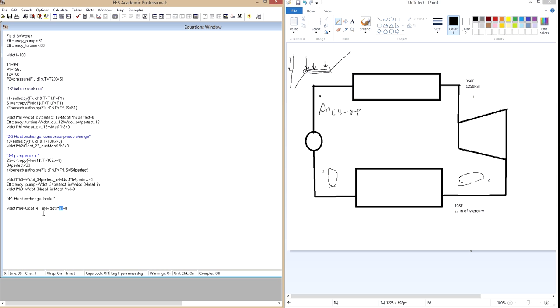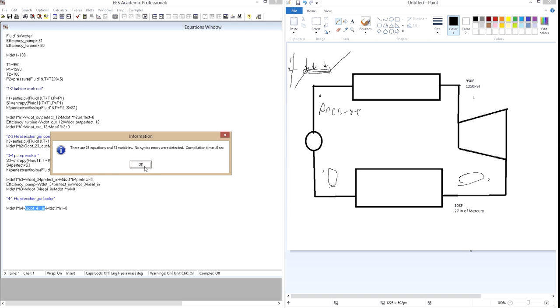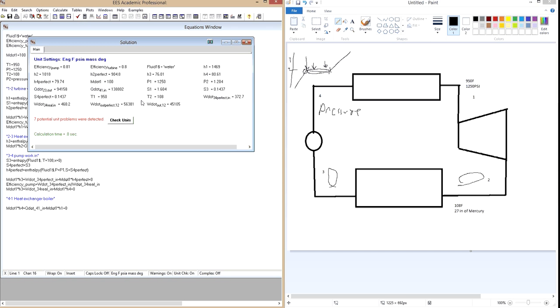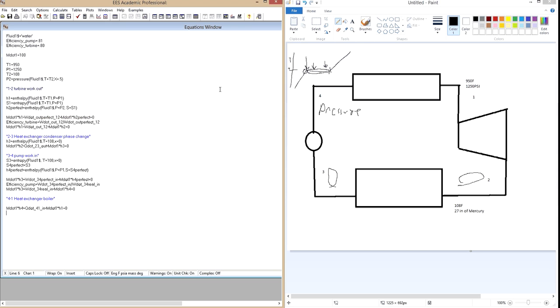Now H1 and H4 are known. M dot 1 is kind of known right now, and Q dot 41 in. So that's perfect. Now let's see if I can. Lost track of some stuff. Alright. So this system technically runs with an M dot of 100.